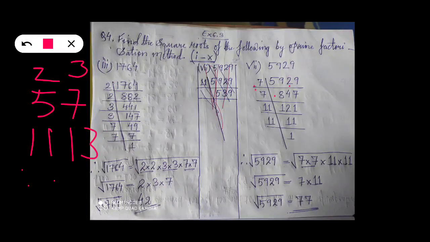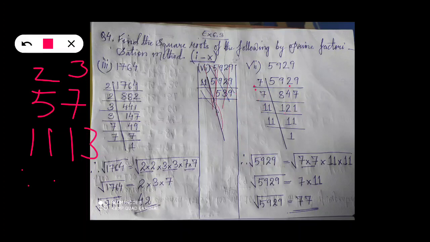7 8s are 56. Here is 9, so 3 will go this side. 7 4s are 28, 29, 30, 31, 32. So 4 will go here, 7 7s are 49. In the same way again we'll divide with 7, and we get 121. So 121 is divisible by 11. 11 11s are 121. Again 11 1s are 11.